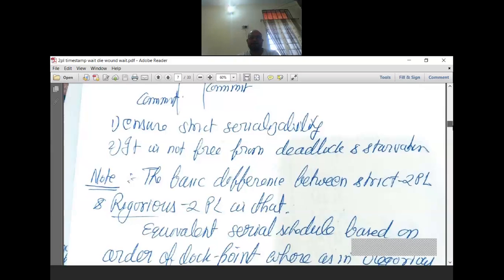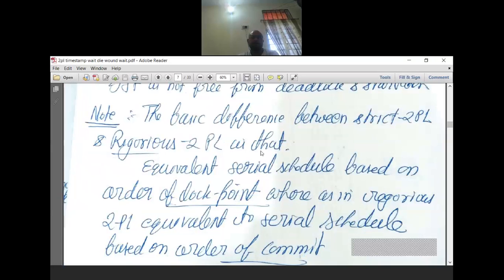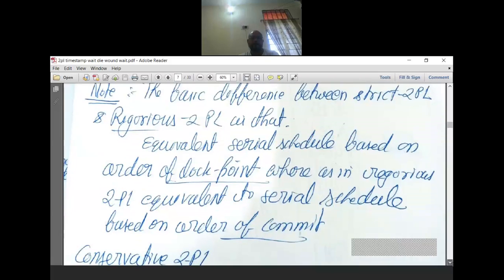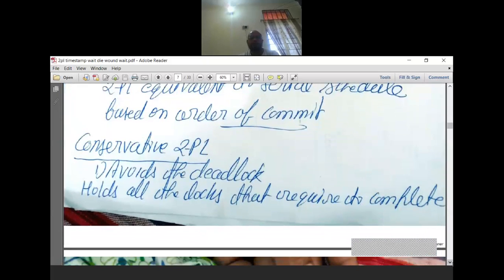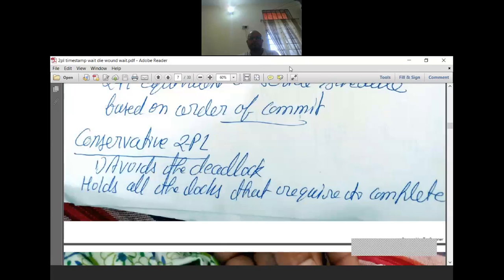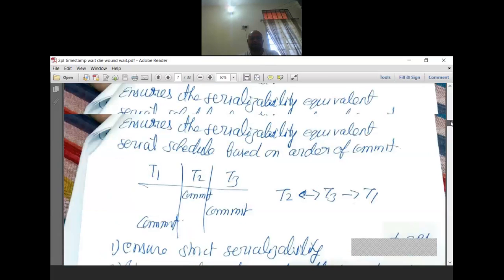So what is the basic difference between strict 2PL and rigorous 2PL? In strict 2PL, what is happening? It is based on the equivalent serial schedule based on order of lock point. Whereas in rigorous 2PL, it is equivalent to a serial schedule based on order of commit. This is the major difference between strict 2PL and rigorous 2PL. So this is the major one. Now you can see this. If you are not able to understand, I am again repeating this.